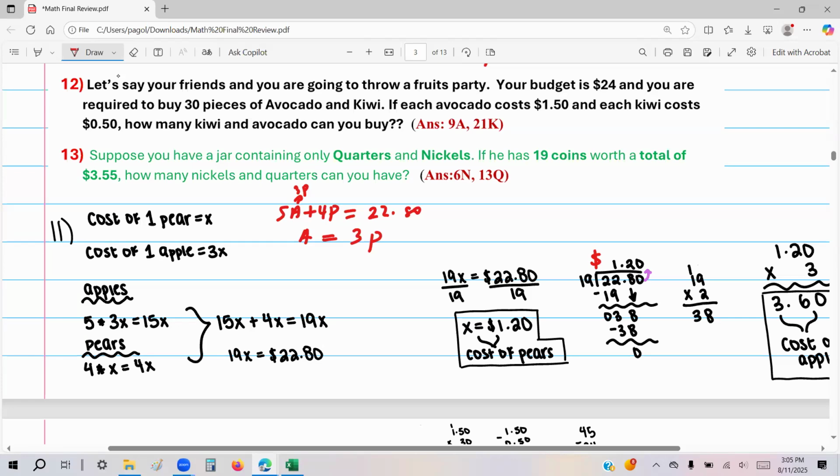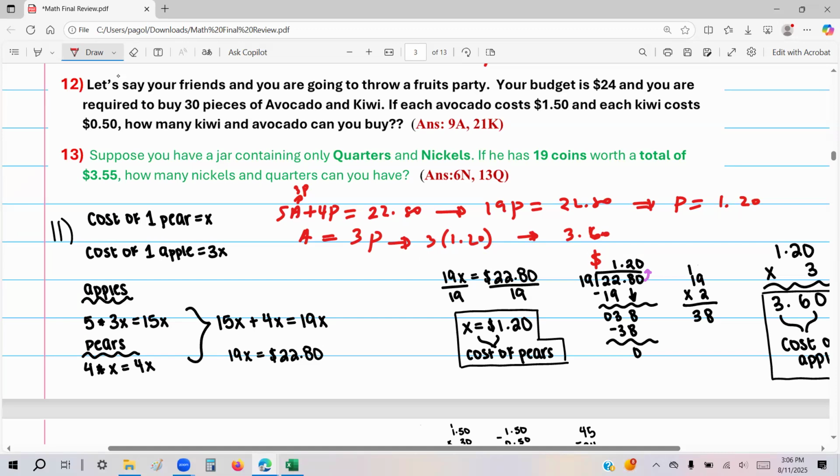No, each pear is $1.20. You place P here, and then you get the price for the apple. So this gives us 19P is 22.80. That gives us P is $1.20. That means our apple is 3 times $1.20, which gives us $3.60. Okay.